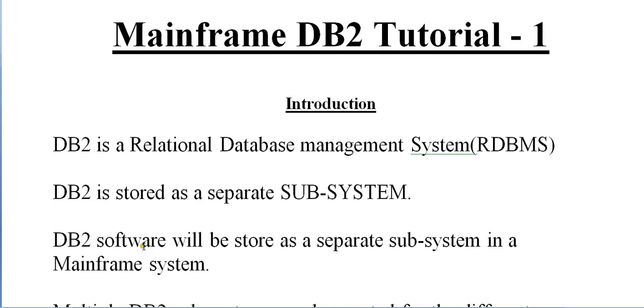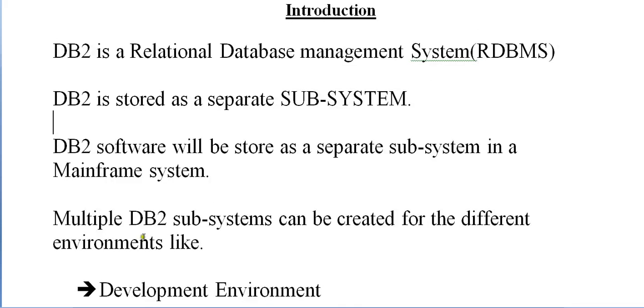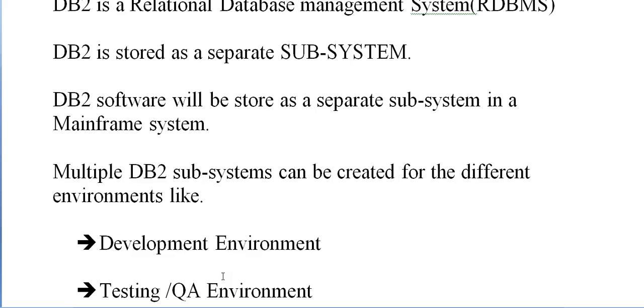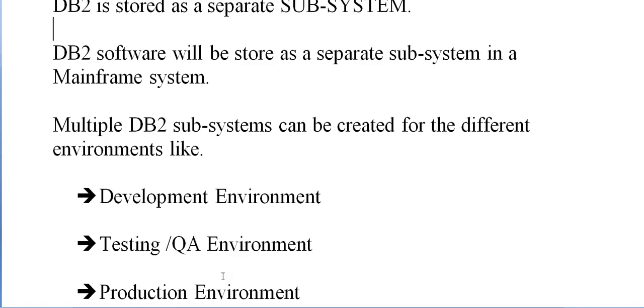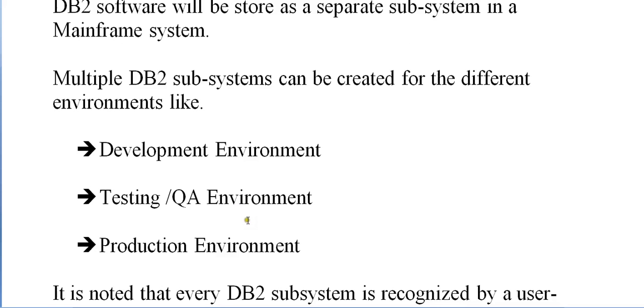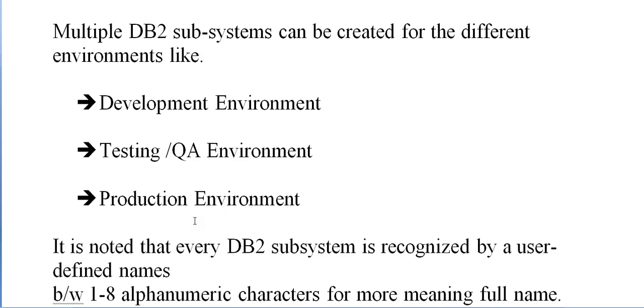On mainframe, it is stored as a separate system. DB2 software will be stored as a separate subsystem in a mainframe system. So multiple DB2 systems can be created for the different environments in mainframe. We have different environments like a development environment. We can have one DB2 system for testing or QA and another for production environments.